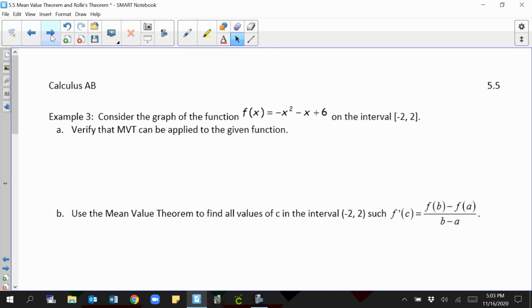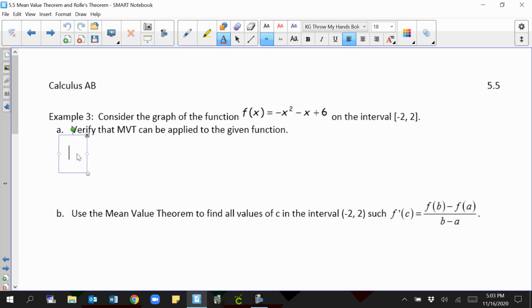Okay, so let's look at example 3. We're going to consider our function f of x is equal to negative x squared minus x plus 6 on our interval negative 2 to 2. So we need to verify that the mean value theorem can be applied. So we need to show that it's continuous and show that it is differentiable, which this is a normal quadratic. So since it's a quadratic, we know that it's continuous and differentiable.